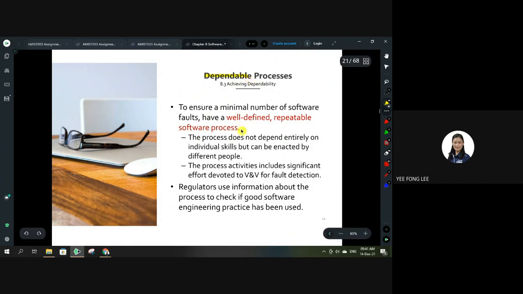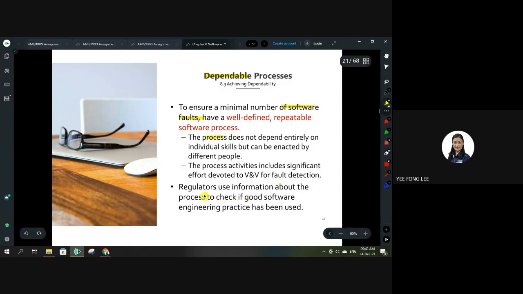So the rationale to invest in dependable processes is that they want to have good software processes which might help them to deliver the software with fewer errors. Fewer errors means less likely to fail in their execution.